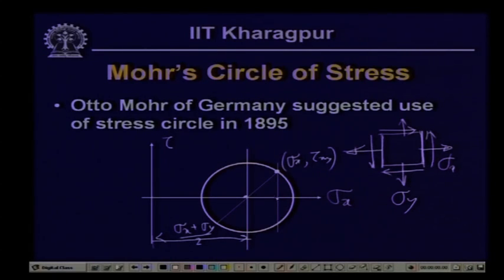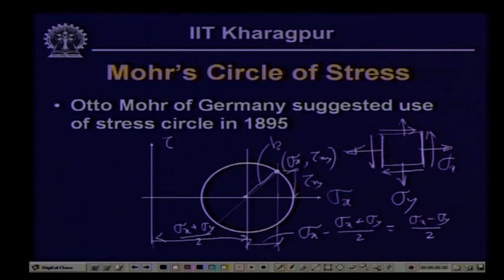Hence, since this is sigma x and this is (sigma x plus sigma y)/2, this particular distance is sigma x minus (sigma x plus sigma y)/2, which is (sigma x minus sigma y)/2, and this particular distance is tau xy. So, eventually this particular distance is the root of [(sigma x minus sigma y)/2] squared plus tau xy squared, which is our radius, which is b.